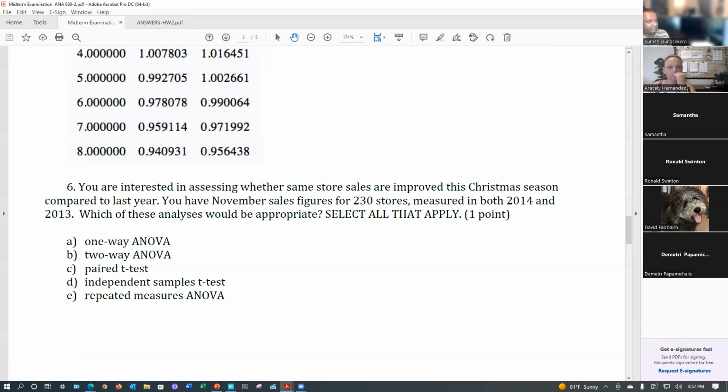You are interested in assessing whether same store sales improved this Christmas season compared to last year. So you're going to take into account the time period, a certain trend. You have November sales figures for 230 stores measured in both 2014 and 2013. You're going to compare two years. Which of these analyses would be appropriate? Select all that apply: one-way ANOVA, two-way ANOVA, paired t-test, independent sample t-test, repeated measures ANOVA. What do you think?